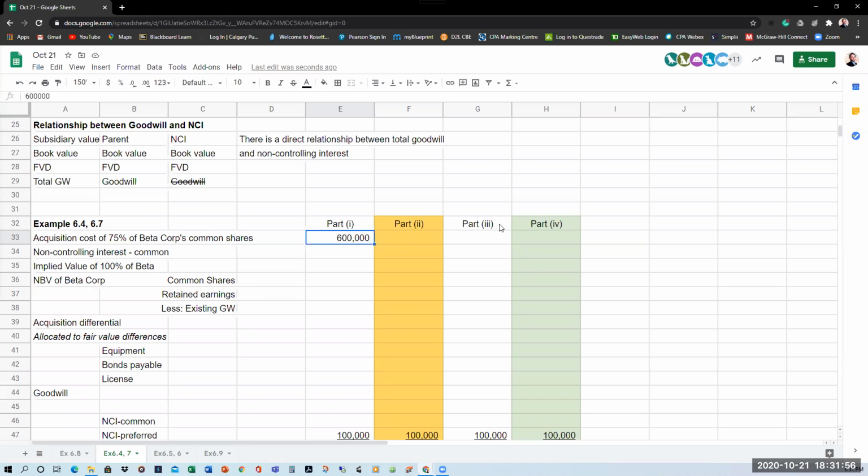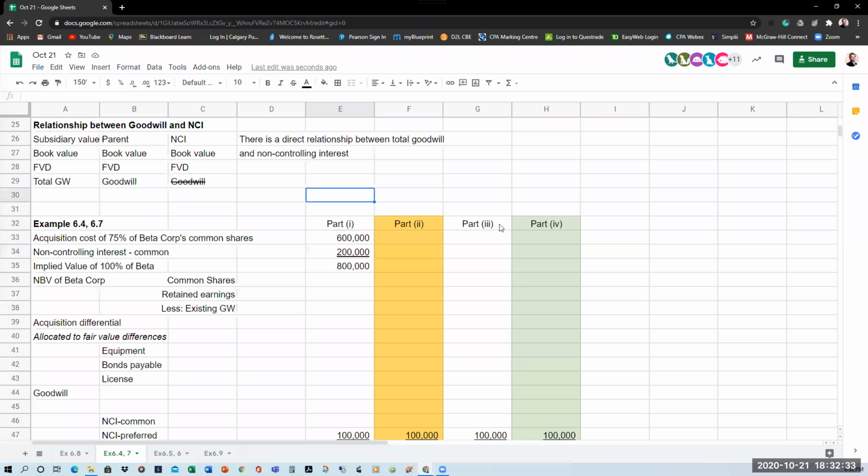So I'm getting a couple of conflicting numbers. Pardeep and Preet are saying 150,000. So think, if 75% is 600,000, how much is 100%? 600,000 divided by 75% works out to 800,000. So if NCI is the difference, if the total value of Beta is 800,000, then 800,000 minus the 600,000 works out to 200,000.